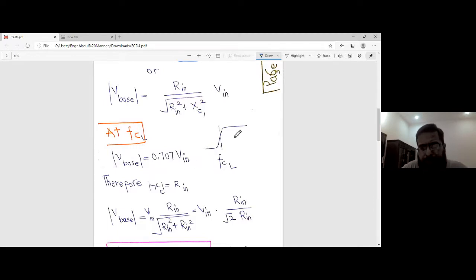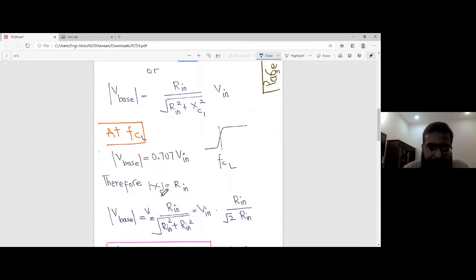If at this midband the output voltage is the same as the input voltage, if it is a 0 dB gain, if it is 0 dB, V out is equal to V in. If it is the case in midband, the base voltage is 0.707 times the input voltage. Why is it, and how is it? It is possible only if we put Xc is equal to Rin.